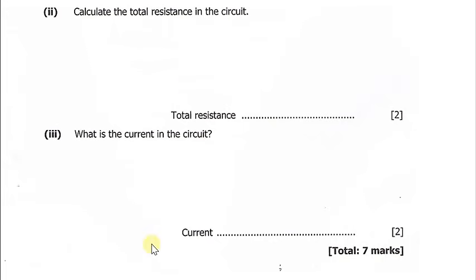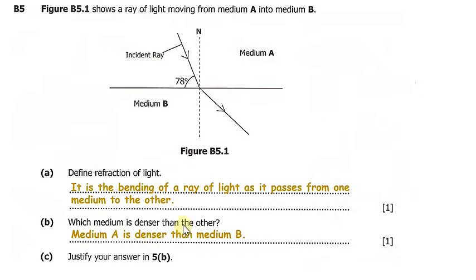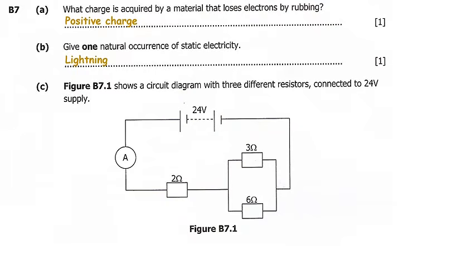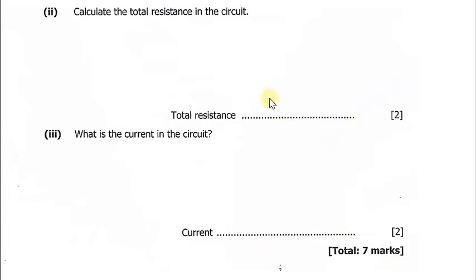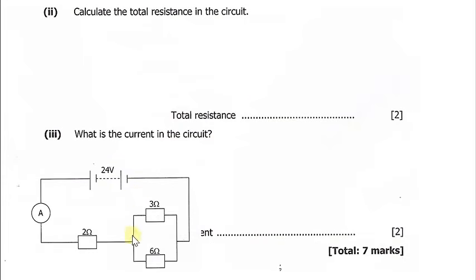Then part 2, they're saying calculate the total resistance in the circuit. So we need to calculate the total resistance in this circuit here. Total resistance is first of all found by calculating the total resistance in parallel, then adding it to that in series. So this is what we are going to do. Let's find the total resistance in parallel first.